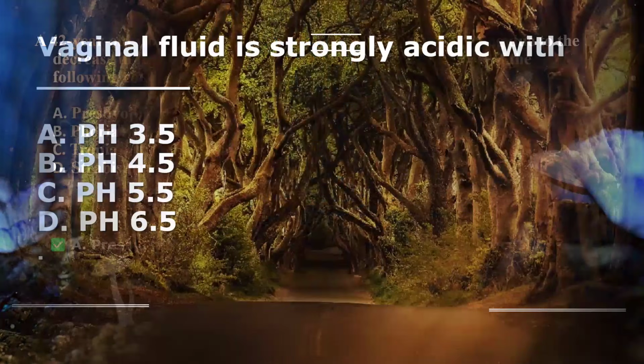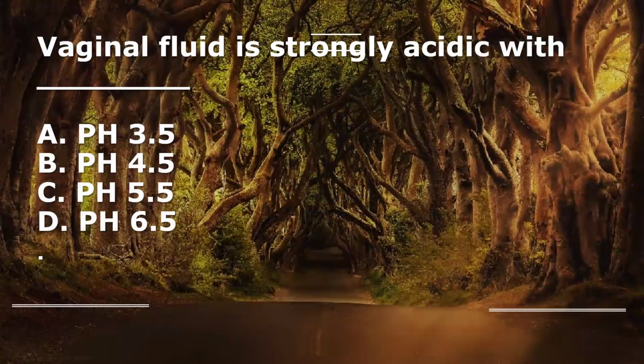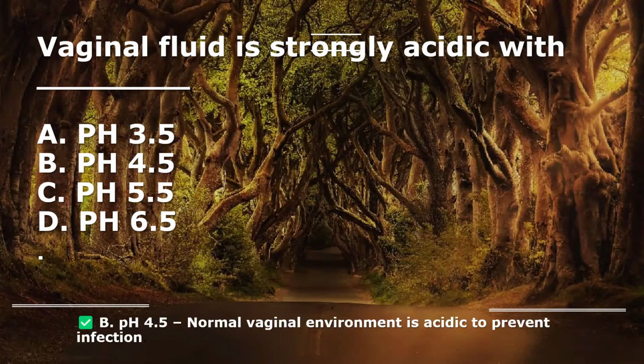The vaginal fluid is strongly acidic with what pH? A, 3.5; B, 4.5; C, 5.5; and D, 6.5. The correct answer is B, 4.5. Normal vaginal environment is acidic in order to prevent infections.